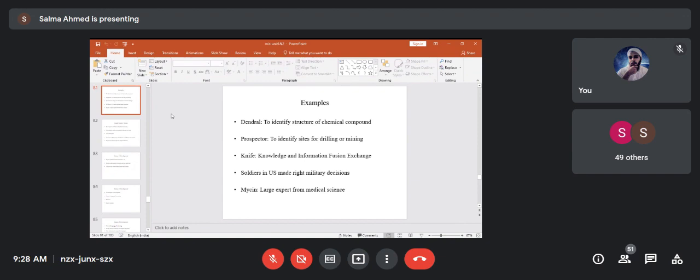So when you test the soil of that particular area, the expert will tell you whether it is an oil base or not, and how much quantum of oil this particular area would be having.